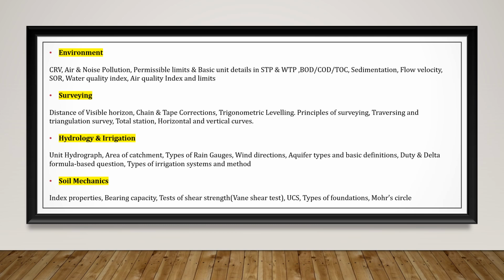And coming to the hydrology and irrigation, unit hydrograph questions, area of catchment, types of rain gauges, wind directions, aquifer types and basic definitions in it. And in irrigation part, duty and delta based formula questions will be asked mostly, and types of irrigation systems and its methods. These are the certain areas that we had our questions. And in soil mechanics, index property based questions will be asked, bearing capacity, test of shear strength, that is vane shear maximum, and UCS, types of foundations, Mohr circle. These are the certain things.